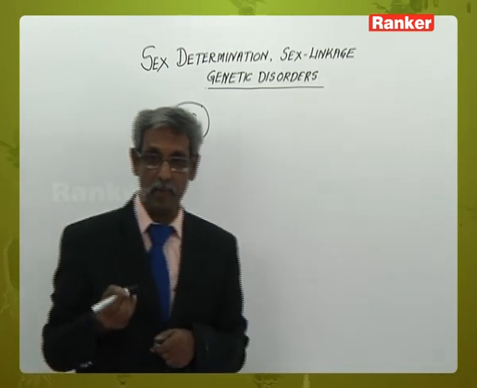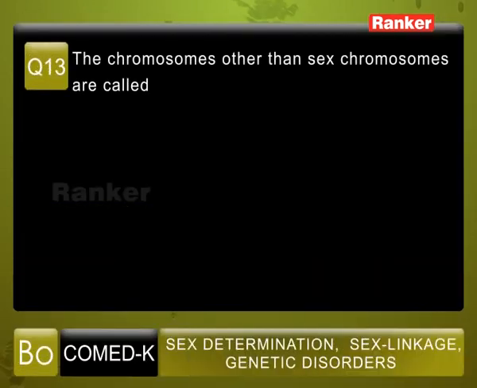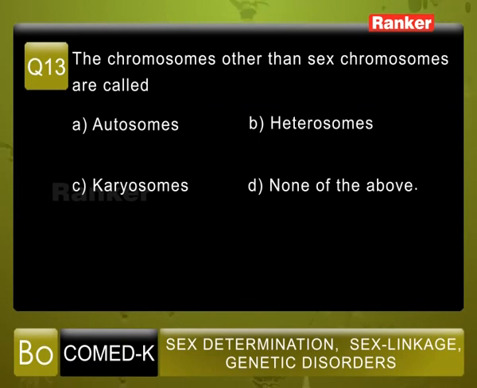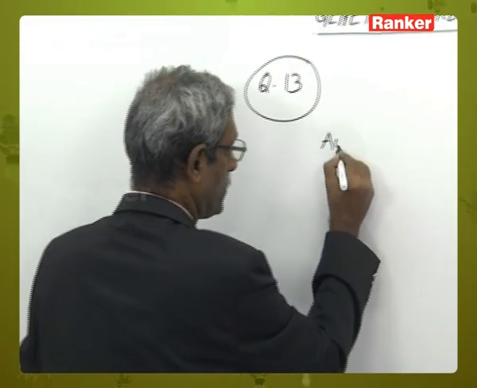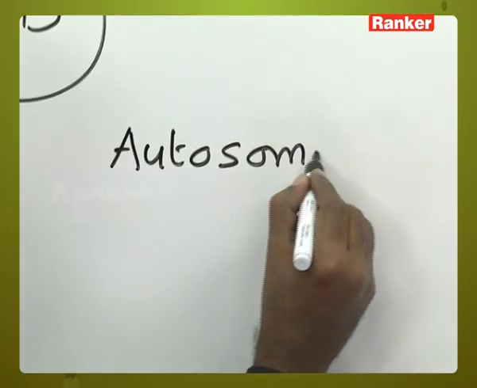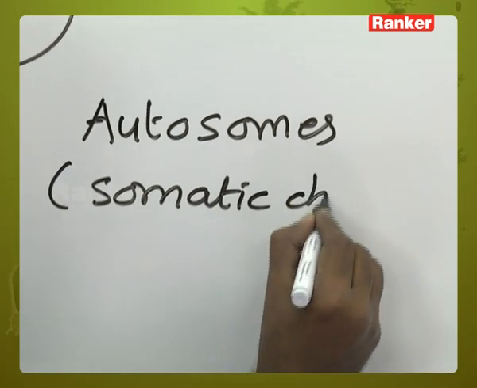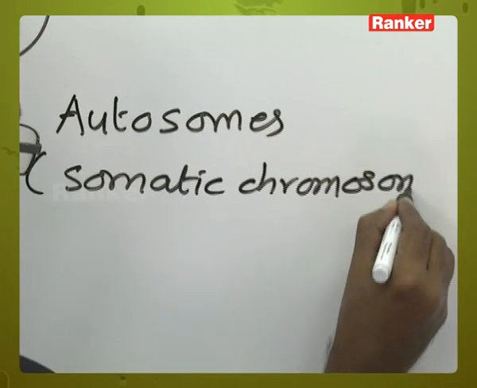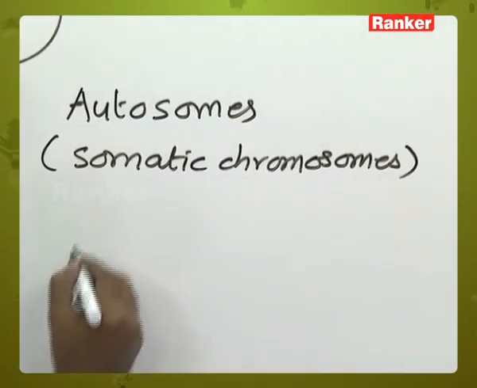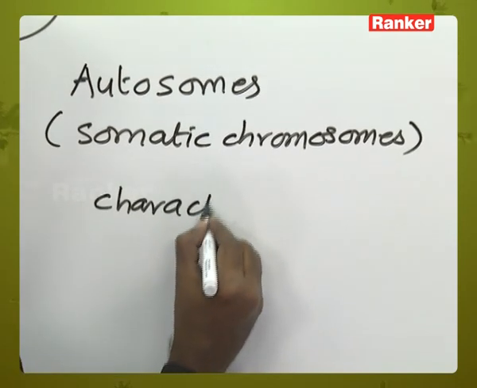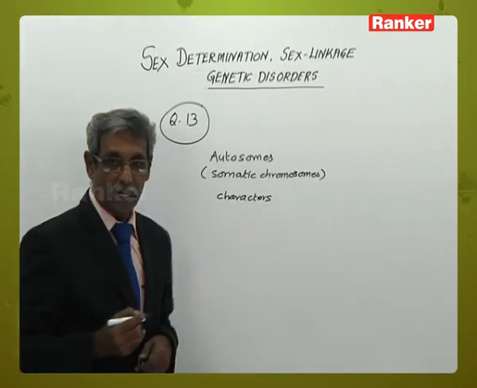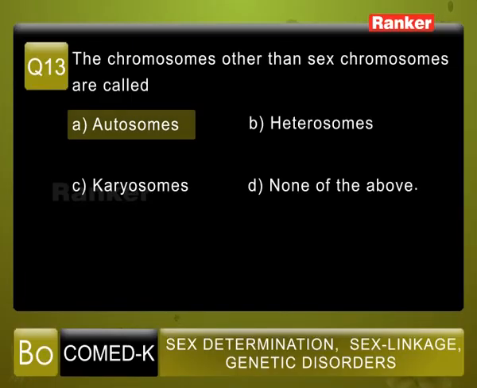Question number 13 says, chromosomes other than sex chromosomes are called as A, autosomes, B, heterosomes, C, karyosomes, D, none of the above. Normally chromosomes other than sex chromosomes are termed as autosomes. Now the meaning of the term autosomes: autosomes are somatic chromosomes, which are responsible for somatic characters. So the correct answer for 13 is A. Answer is A.